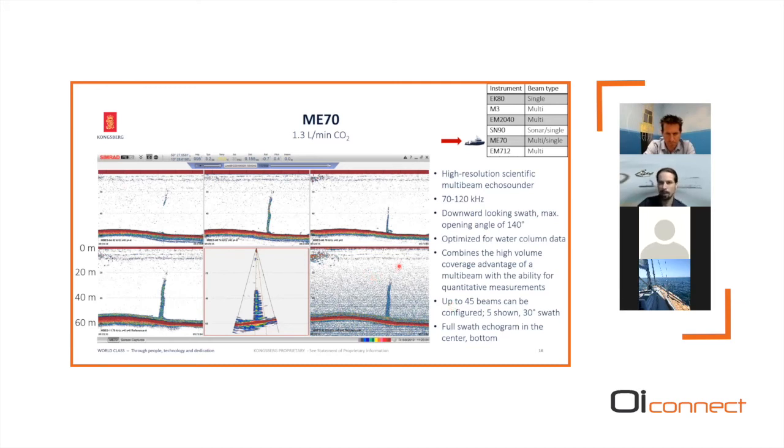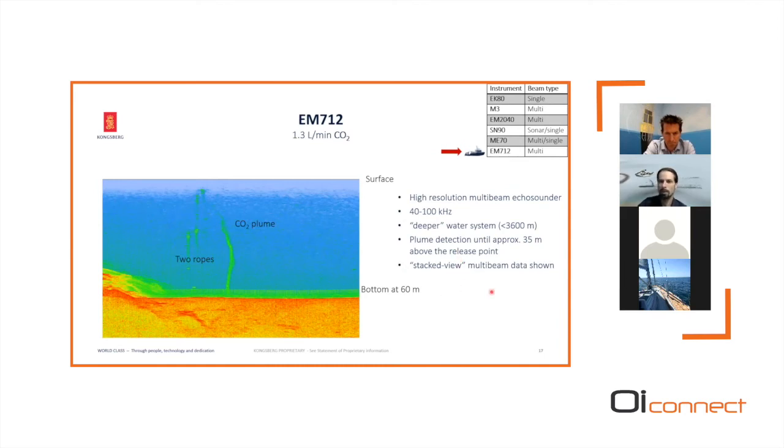Finally, we conclude with a stacked image obtained with the EM712, which is, as mentioned before, a deeper water system usually used for bathymetric measurements. We basically have a stacked view here. Every small line that you see is one measurement, and the vessel has moved over the plume. We see here the plume as well as some other features in the water column, and again, surface and the bottom at 60 meters. This image was recorded with 1.3 liters per minute of CO2 gas release.